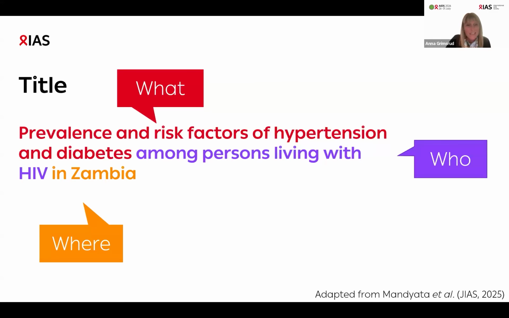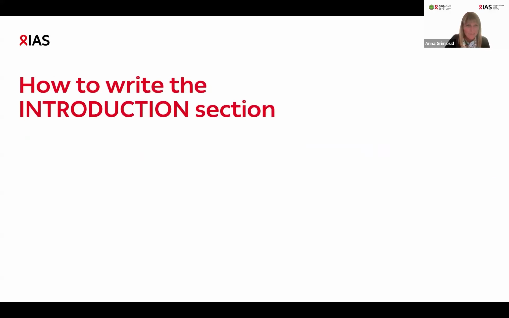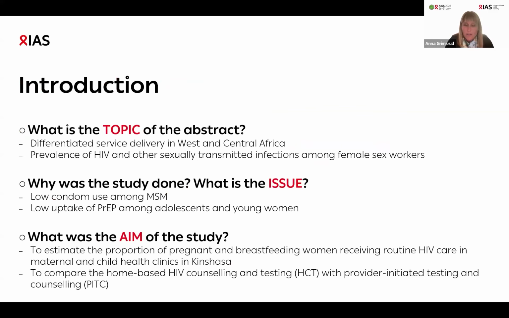And if you hit next slide, you'll see that what we took out, because this is a real article we're talking about today, was the results of a national facility-based cross-sectional study. And so the authors, in our opinion, did a great job of answering all those W questions within their title. Next slide. Okay, so now we're moving to the introduction. And what's important for all of us as scientific writers to think about is that an abstract is a very, very structured piece of writing.